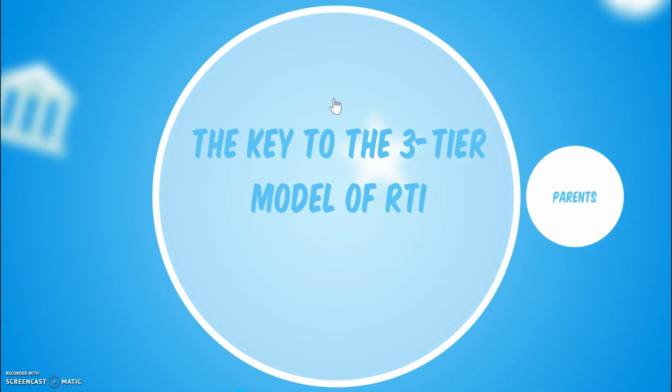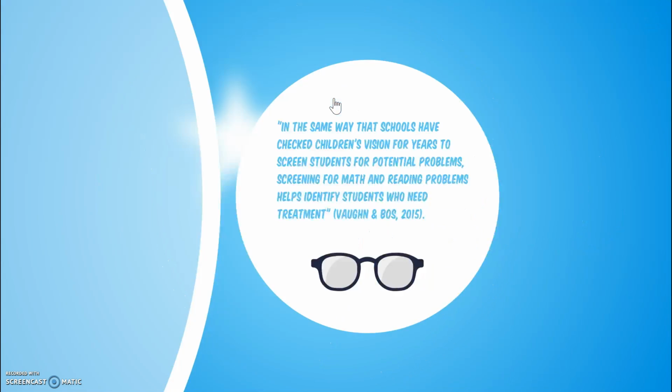The key to the 3-tier model of RTI is to provide effective instruction early to ensure that students are provided with the resources and support that they need to become proficient learners.